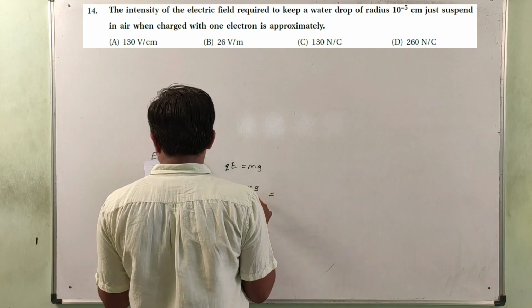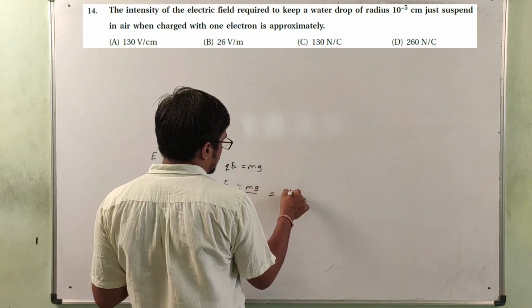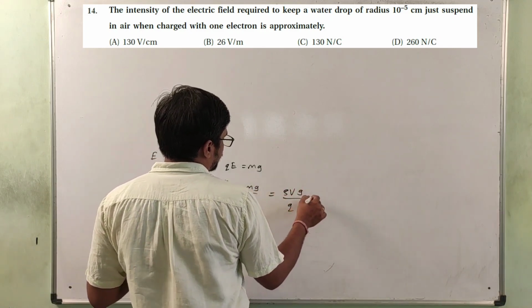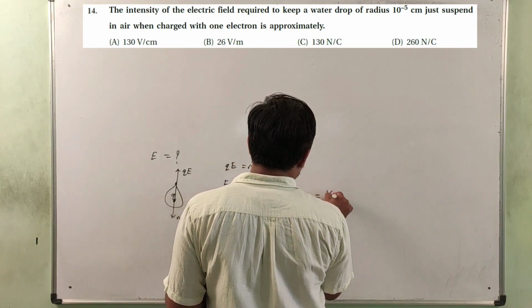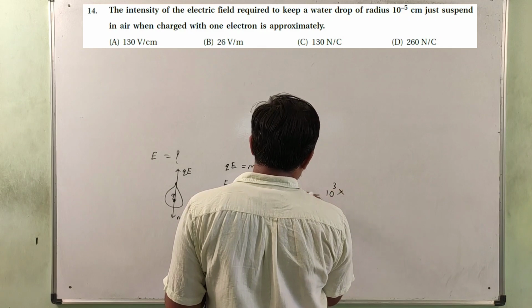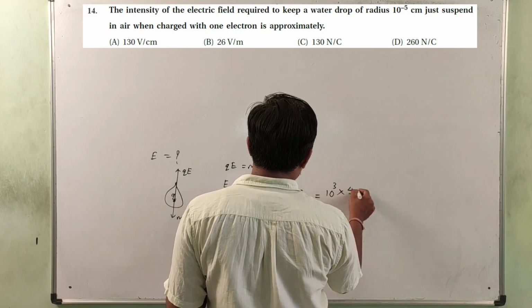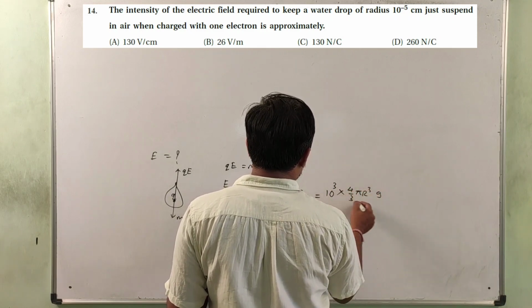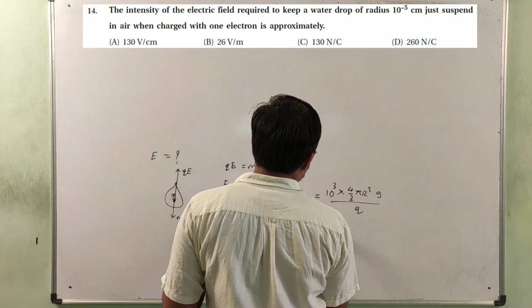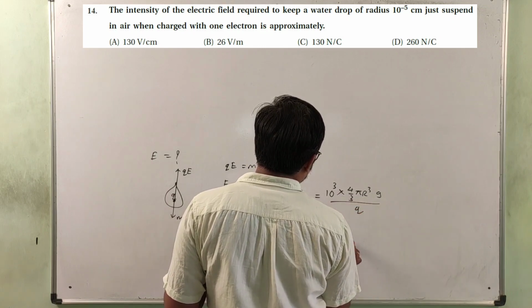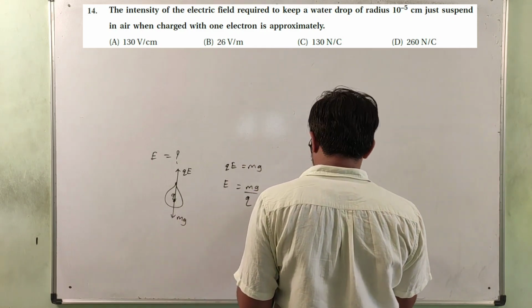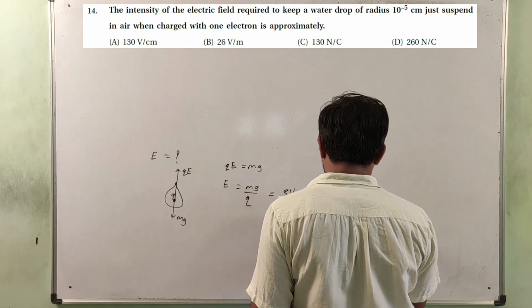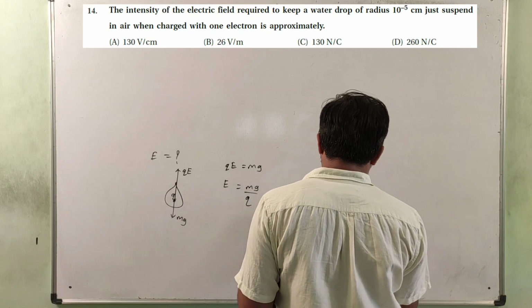Mass is not given, so we can consider mass is equal to density into volume. So what is the density of the drop? The drop is of water, so the density is 10 power 3. What is the volume? Volume is equal to 4 by 3 pi r cube. So 10 power 3 into 4 by 3 into pi, which is 3.14, into r cube. What is the radius? 10 power minus 5 centimeter. So in meter, 10 power minus 7 meter.